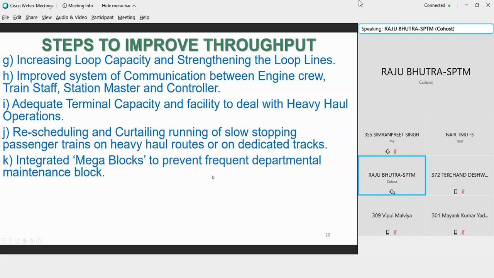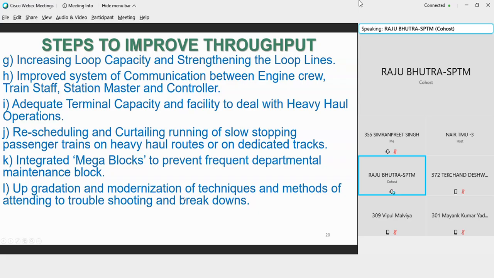Integrated mega blocks to prevent frequent departmental maintenance blocks. So I told you about the integrated blocks in the session on control working. So by integration, frequent blocks by different departments can be avoided. And in one integrated block, all departments can carry out their maintenance activities simultaneously. So by having integrated mega blocks, the number of blocks will reduce and it will increase the throughput in the section.